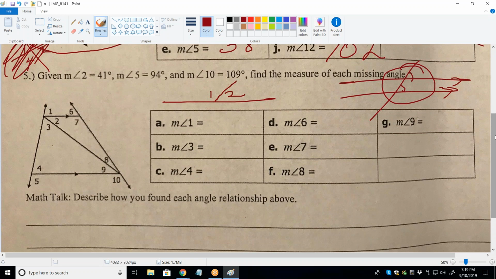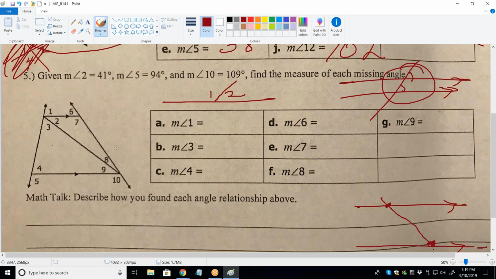Okay, same problem, only the picture's a little more complicated. Basically, there's the top line with the arrow indicating it's parallel with the bottom line. The top horizontal line and the bottom horizontal line are parallel. And this diagonal line is a transversal. It just stops there and stops there. It doesn't change the properties. Okay?